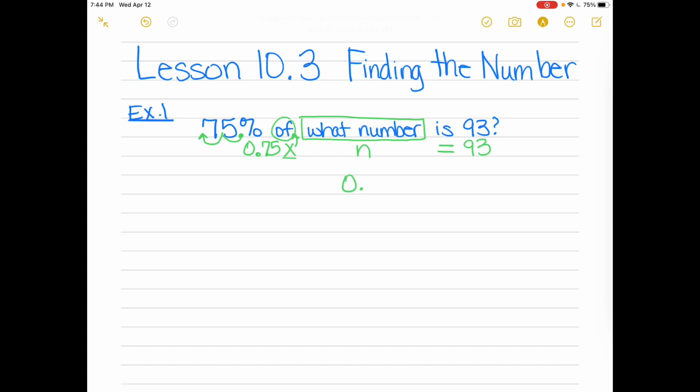Remember that we rewrite that to not have that times sign. So we say 0.75n equals 93. And now we solve this like you've learned how to solve this equation a long time ago. It's just a one-step equation. We divide by 0.75. Then you use your calculator, put in 93 divided by 0.75, and you should get 124. And that's my answer. So what that means is that 75%.